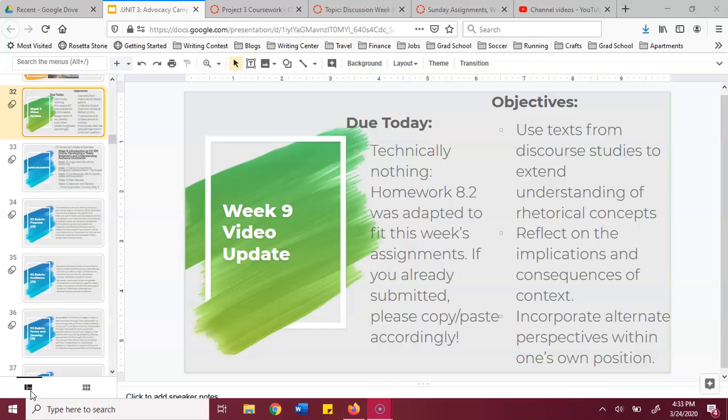Technically due today is nothing. I did modify the homework 8.2 to fit this week's assignments. If you already submitted before break, I know there were just a few of you, please do double check, and if you have any questions about how to reformat, please let me know.